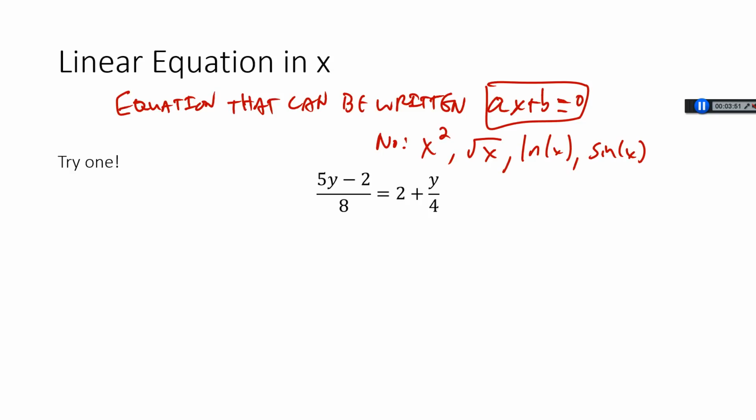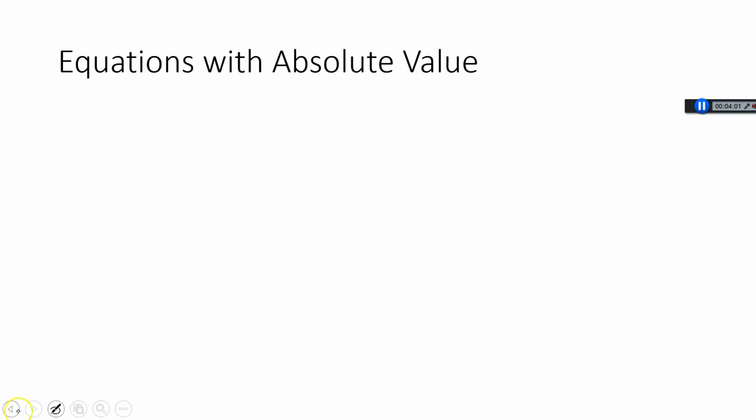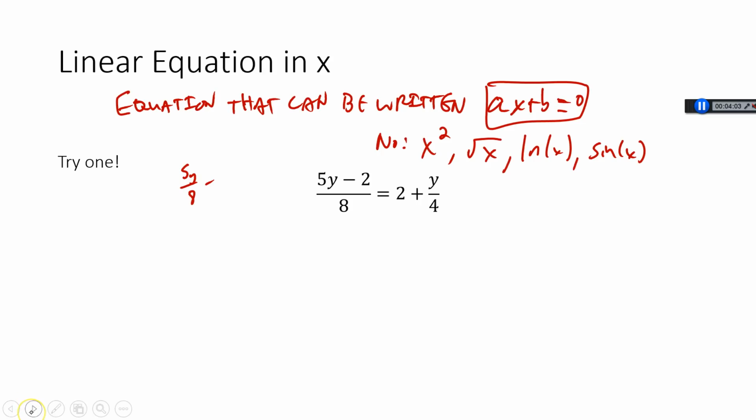And I'm going to show you something that you might not have tried on this problem. So what you might have done, you might have split this up: 5y over 8 minus 2/8, which is 1/4, is equal to 2 plus y over 4. And you might have tried to find common denominators to add all this together. I'm going to try this a little bit easier way. I don't like fractions. Actually, I do.